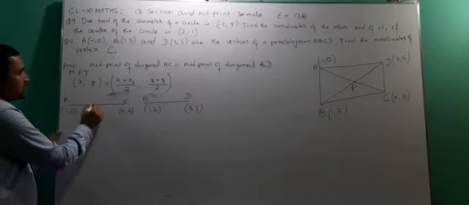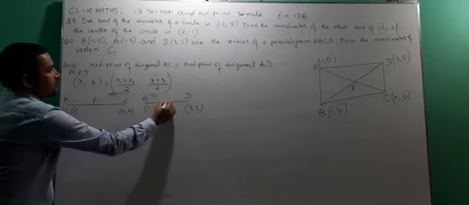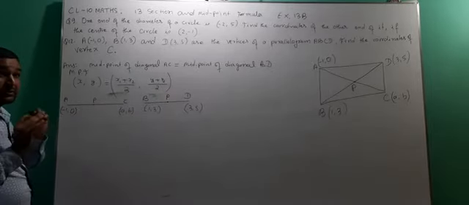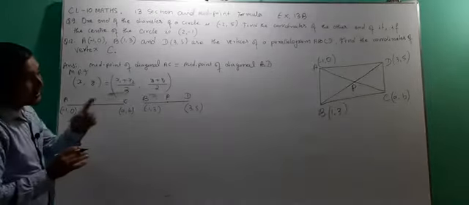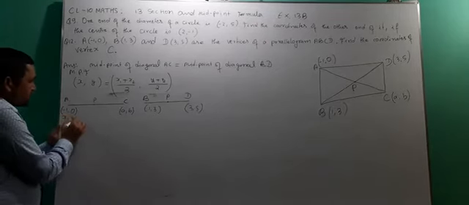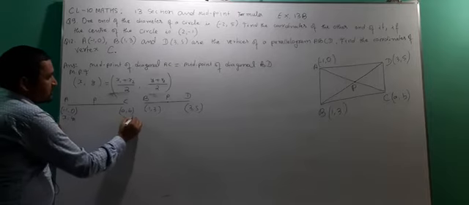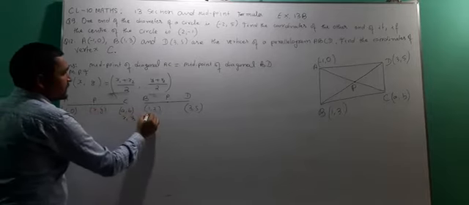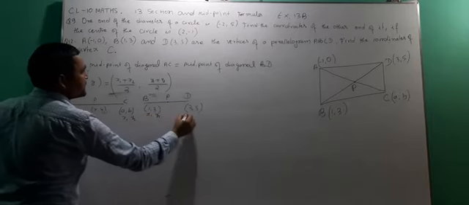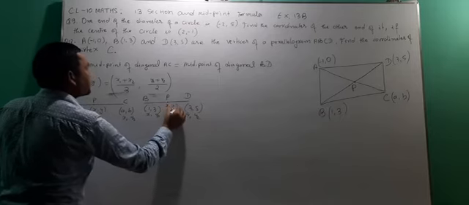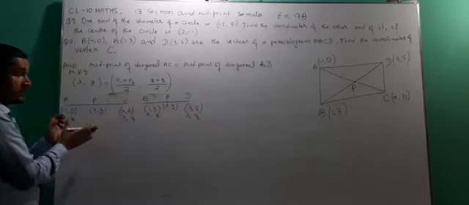And their midpoint is P, because their midpoints lie at the same point. That means their midpoints are coincident. This is always marked as x1, y1, this is marked as x2, y2, and this is x, y. Same here, x1, y1, x2, y2, and this is x, y. Now we'll use the midpoint formula to get their midpoints.